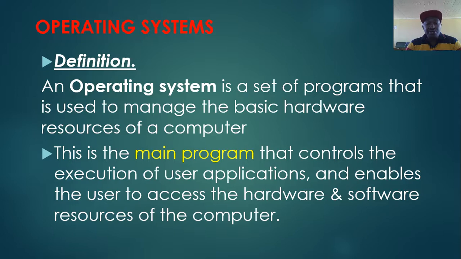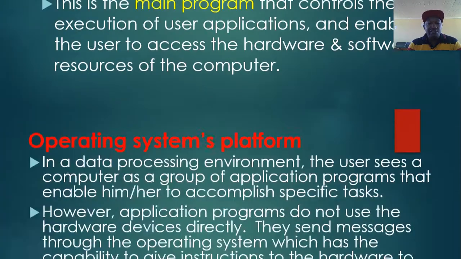So basically, when we talk about an operating system, this is the main program that controls everything. That is the user applications, user access, the interaction between hardware, software, and the driver. So basically, an operating system is just the program. If you are asked, just say it's the main program that enhances interaction between the user, the hardware and the software.